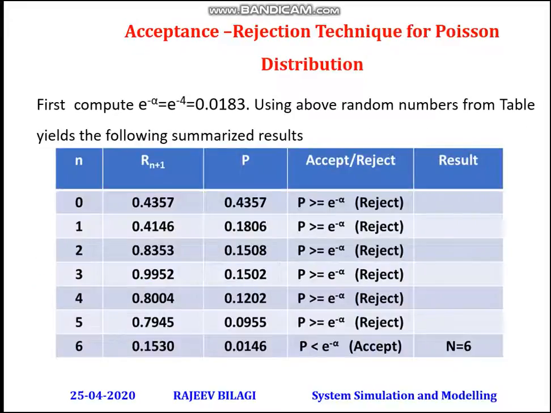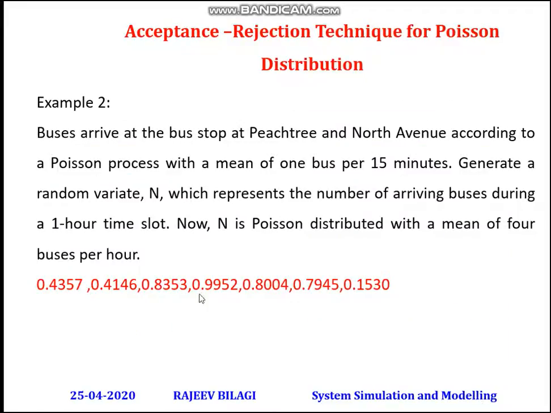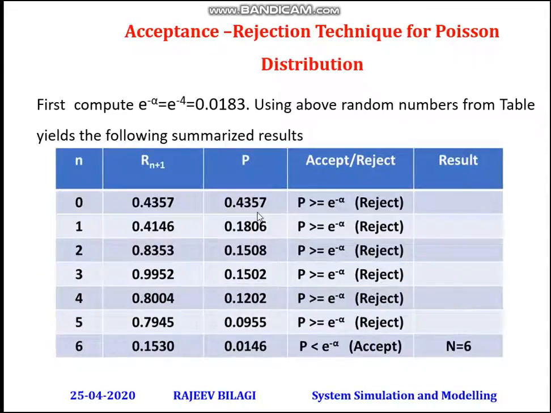In general, I have taken another problem where you are supposed to generate different random variates using the Poisson distribution. This is one more problem I have taken. So now these are all the numbers. You apply the same formulas. Initially you will get p equal to this, which is greater, so reject. So applying step number 1, keep on increasing the value of n. Here somewhere you are going to get n is equal to 6. So here you are going to generate one random variate with n is equal to 6.